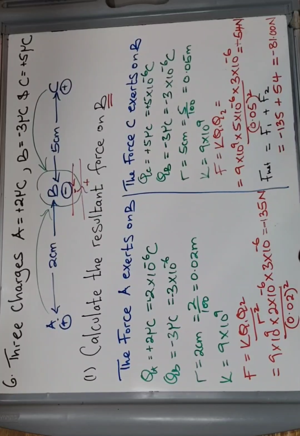So what does negative mean? Negative means that the net force is 81.00 newtons to the left. You have to remember that we chose right as positive and left as negative.